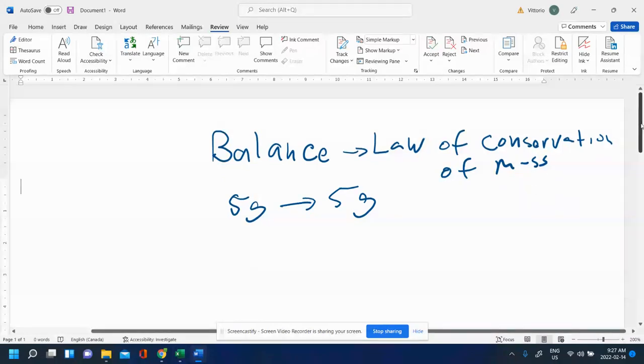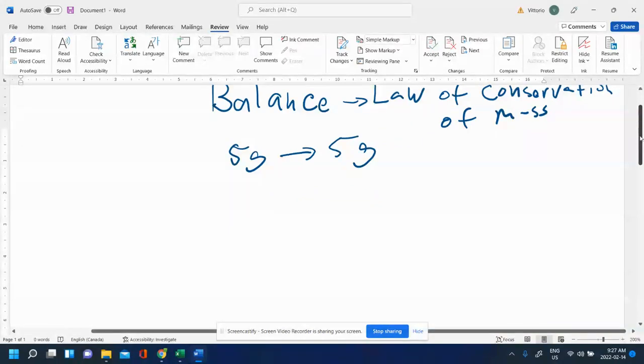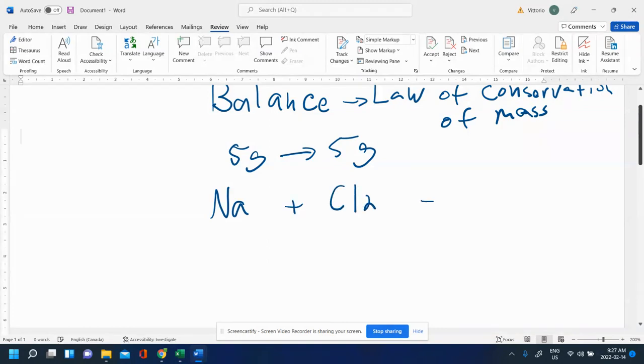But ideally, nothing gets created or destroyed. It's just rearranged and connected in different ways, so the mass should still be the same. So to convey that in the chemical equations that we write, we need to make sure that it's balanced. So here we'll have a chemical equation written out: sodium plus some chlorine gas, Cl2, produces sodium chloride, NaCl.